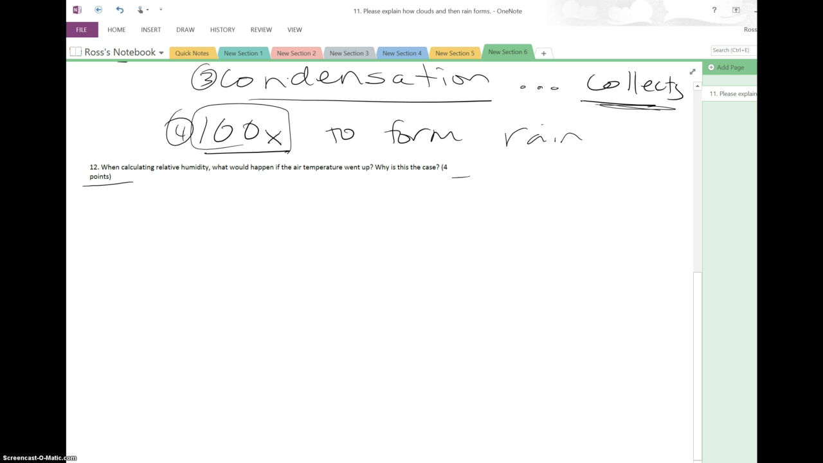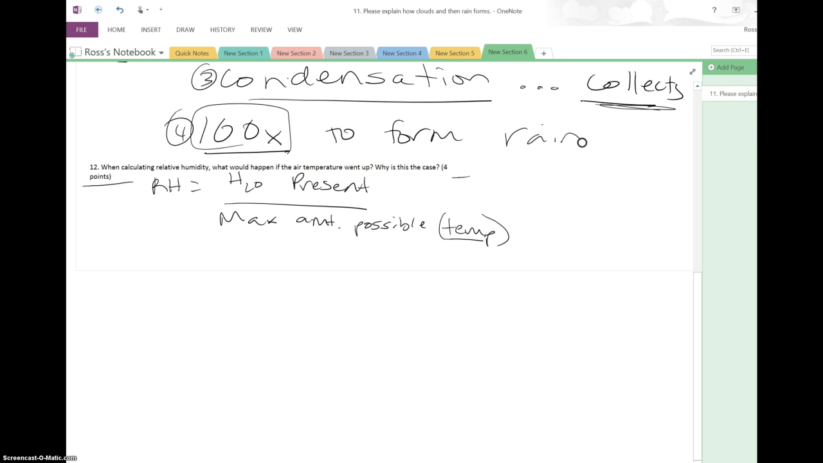And we talked about, okay, so if one side of the equation goes up, if one side of the equation goes down, what's going to happen to relative humidity? So if I were answering this question, the very first thing that I would do is write the equation down for what relative humidity is, because we always talked about it as a math problem. So relative humidity is equal to the water present in the air currently over the max amount possible, aka determined by the temperature, right? Because remember, if the temperature goes up, the maximum amount possible goes up.